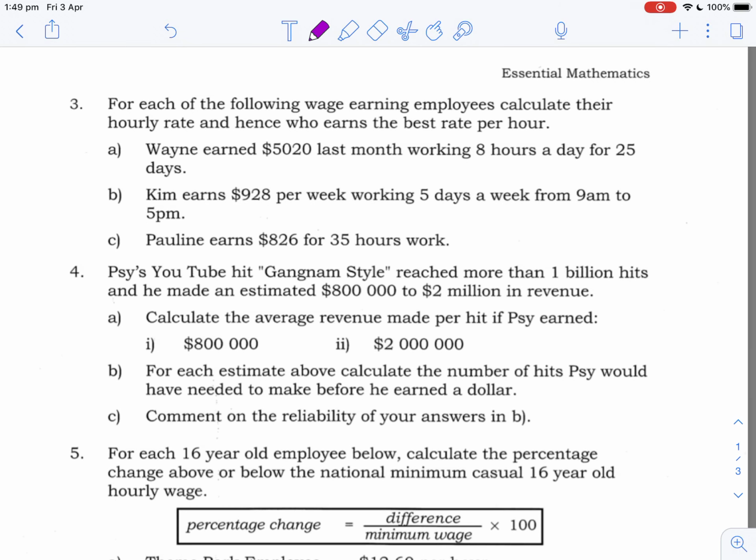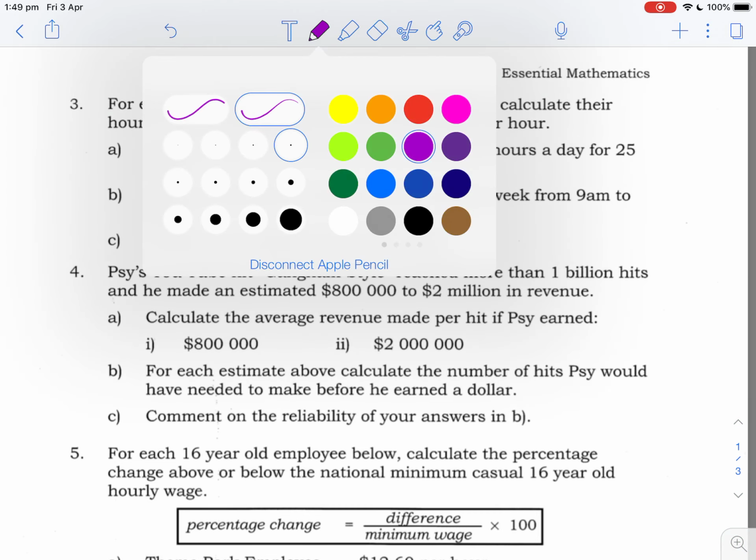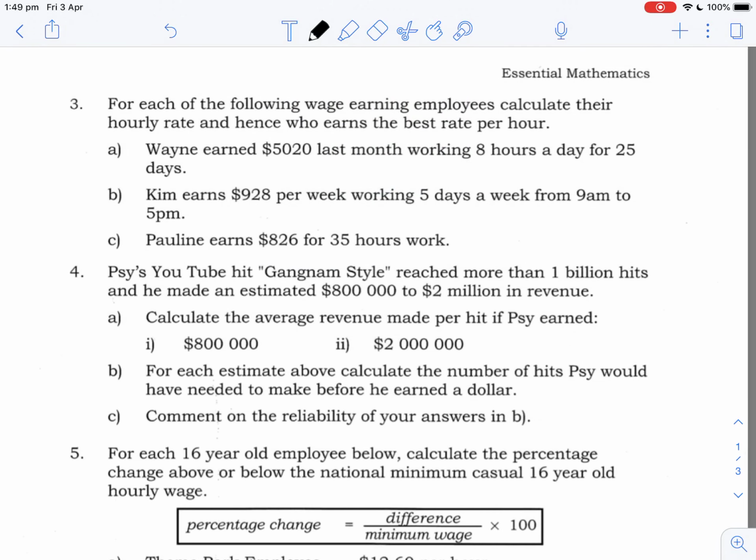So for each of the following wage earning employees, calculate their hourly rate and hence who earns the best rate per hour. So if I want to know pay per hour, then remember we sort of said every time you want something per something, then you're going to have a fraction. I want to know their dollars per hour, so it's dollars. That divide line is always my per, and my hours would go on the bottom. So that's kind of the formula, if you like, that we're going to be using.